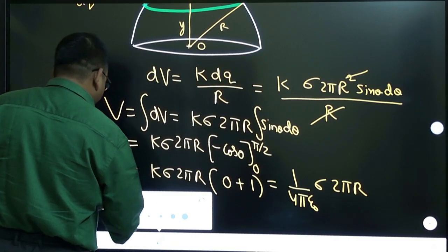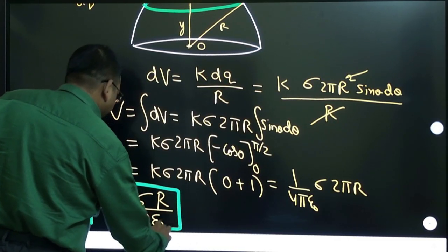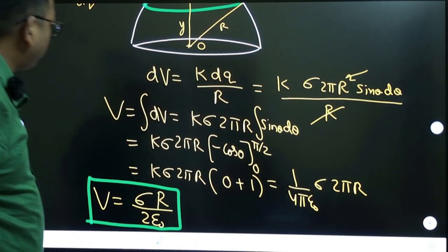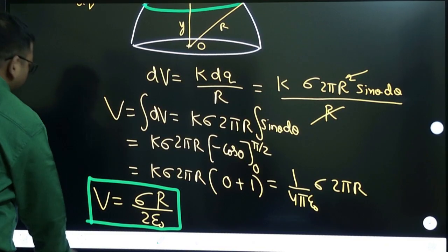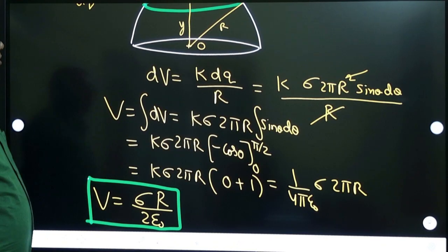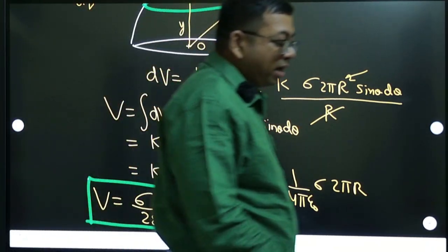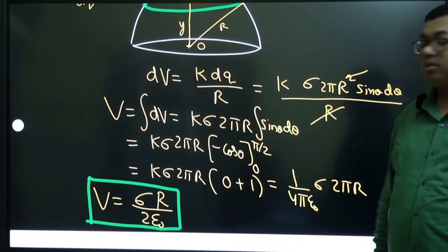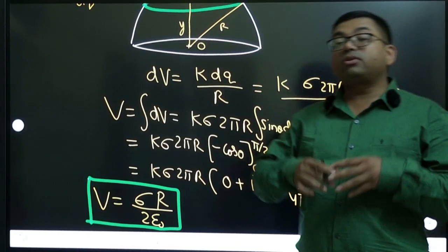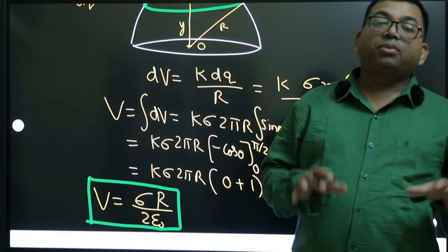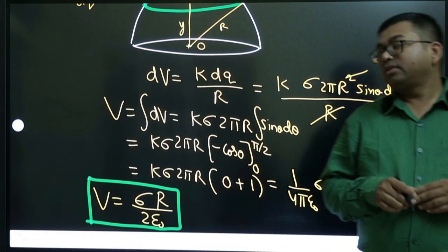Very important result: the potential at the center of a hemisphere is sigma r by 2 epsilon naught. Are you clear about this? Yes. So the potential is over, and the field at the center is over. That's all. For a complete sphere, they will not ask, because for a complete spherical shell we already know the field is 0 and the potential is constant, right?